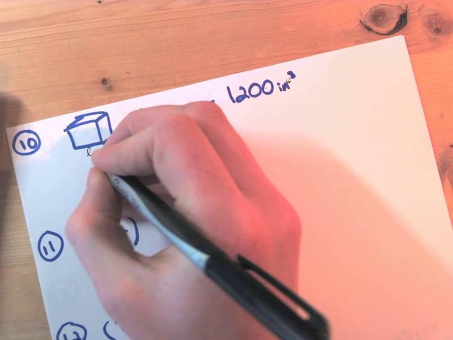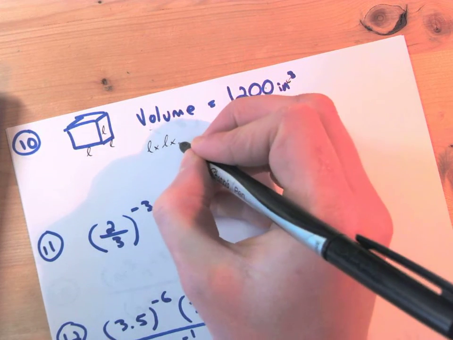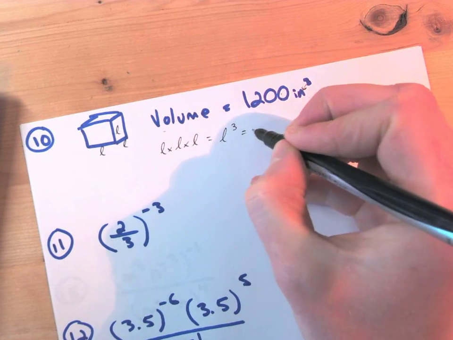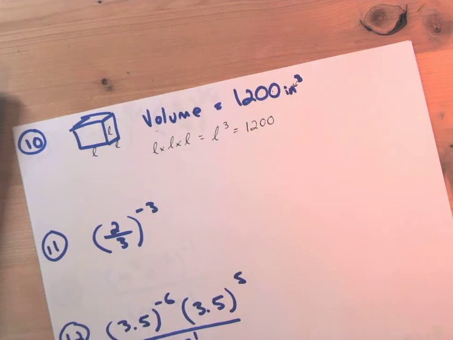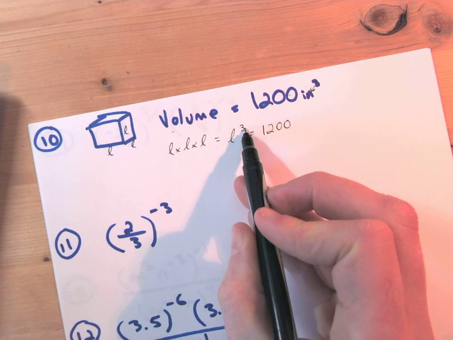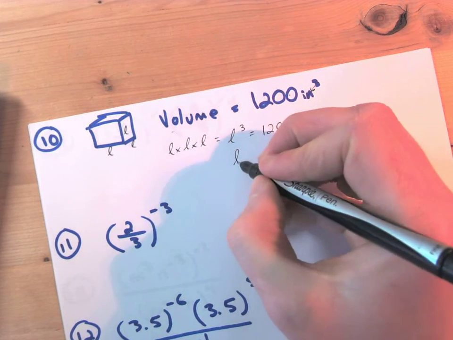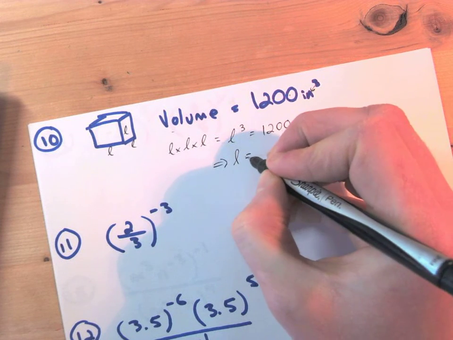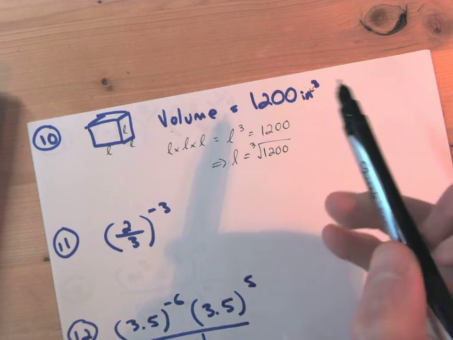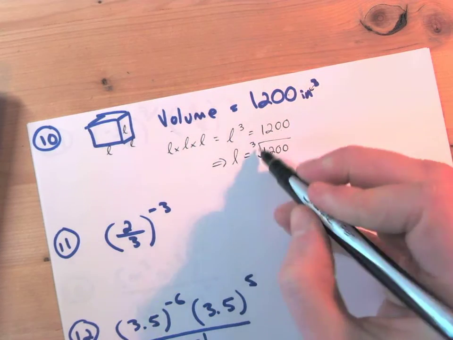If we want to find a side length, we know a cube is length times length times length, or length cubed, and our volume is 1200. If you want to solve for L, you have to get rid of this cubed, so you have to bring it over. The opposite of cubed is cube root. So we can write L is equal to cube root of 1200. So it just wants us to write that as a power.